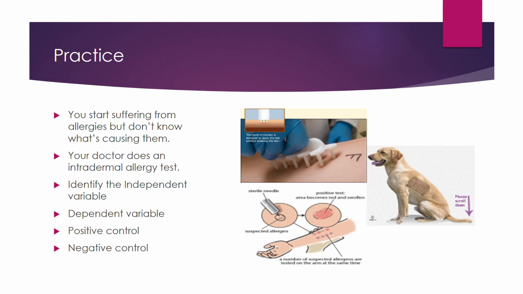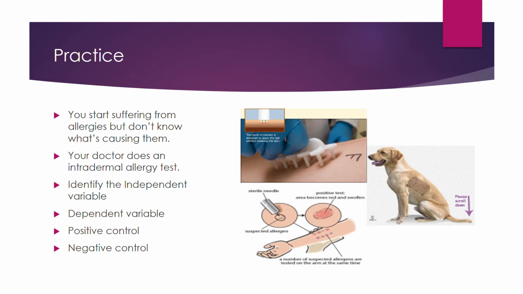Okay, so I'm hoping you identified the independent variable, the thing being tested, as the allergens found on each of the needle points. The dependent variable is going to be the red itchy bumps. That's what they're going to measure at the end. Your positive control, the thing that should, no matter what, create a red itchy bump, is going to be that mosquito venom. And your negative control is going to be the water.